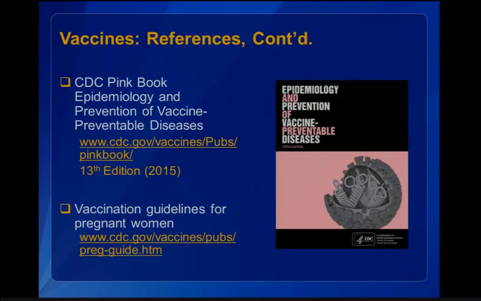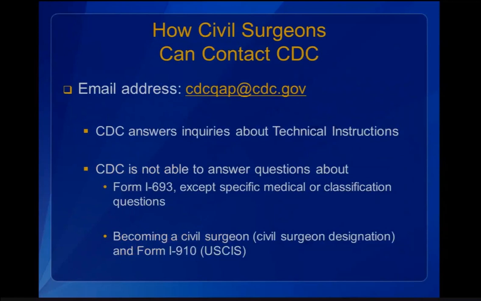And again, this is our email address, cdcqap@cdc.gov. We answer the technical instruction questions, and we can't answer the Form I-693 questions unless it has to do with the medical, simply because we don't know. We can't help you. But, of course, USCIS can help you.